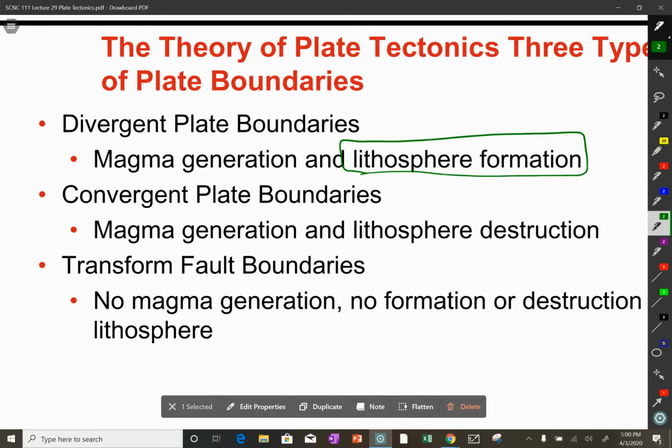At some point, if that continues the process of diverging, we will actually have a rupture and probably have an ocean there. Convergent boundaries, where they come together, you have a lot of grinding, so it creates new magma. It melts rock, and it destroys the lithosphere. And then we have the transform boundaries, what's going on with California's boundary right now. You don't make magma. You don't form or destroy the lithosphere, but you have a lot of earthquakes.